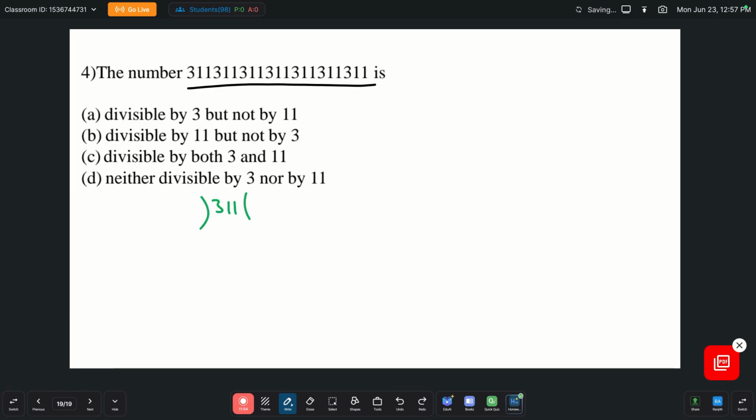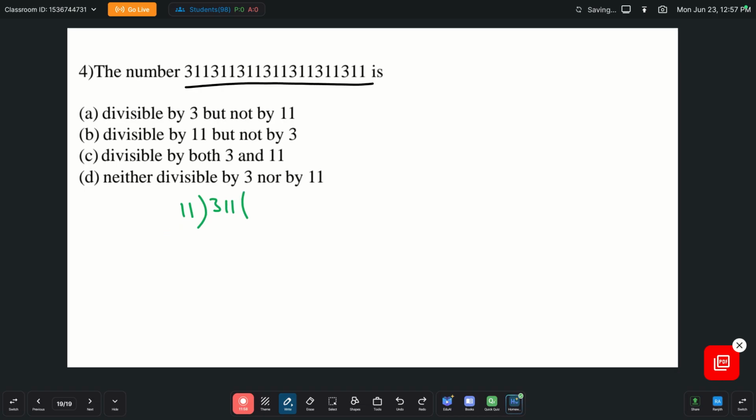If I take 311 one time and divide by 11 table, what is the divisibility rule for 11? The sum of odd minus the sum of even. 3 plus 1 will be equal to 4, 4 minus 1, we are not getting 0 or 11. In the sense, when we take a single digit, it is not divisible by 11 table.